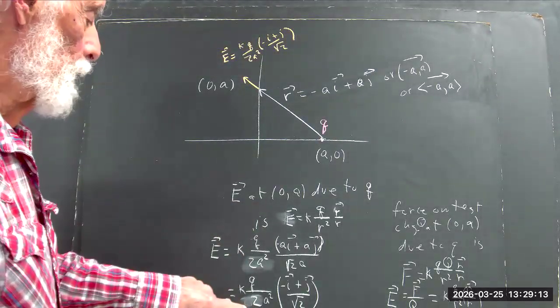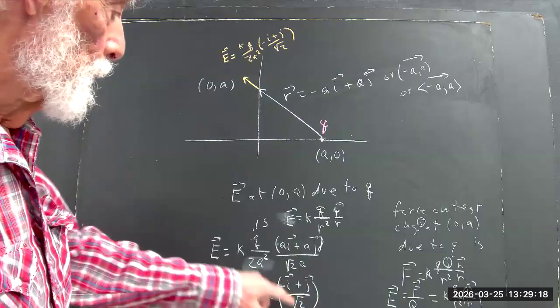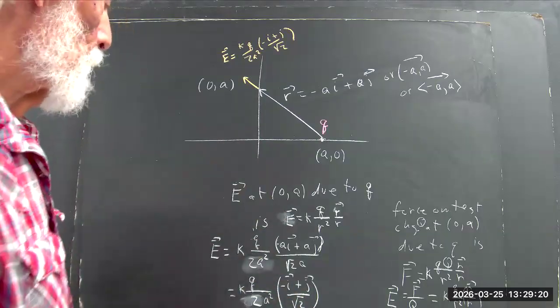And you could bring the square root of 2 over here with the 2, which I started to do. But I thought it better to leave it over here where it's more obvious.